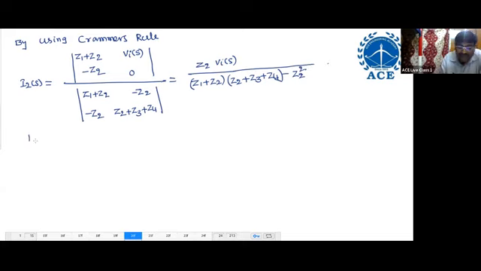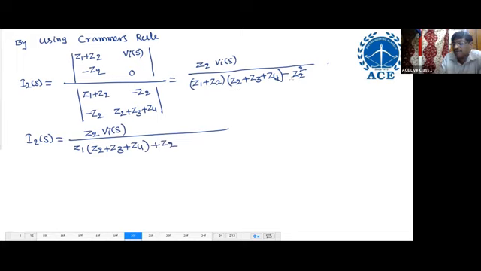Then I2 of S equals Z2 into Vi of S over the denominator. Expand the denominator. So what will I get? Z1 into Z2 plus Z3 plus Z4, next plus Z2 into the remaining three: Z2 square minus Z2 square cancel. That leaves Z2 into Z3 plus Z4. So this is equation number 4.